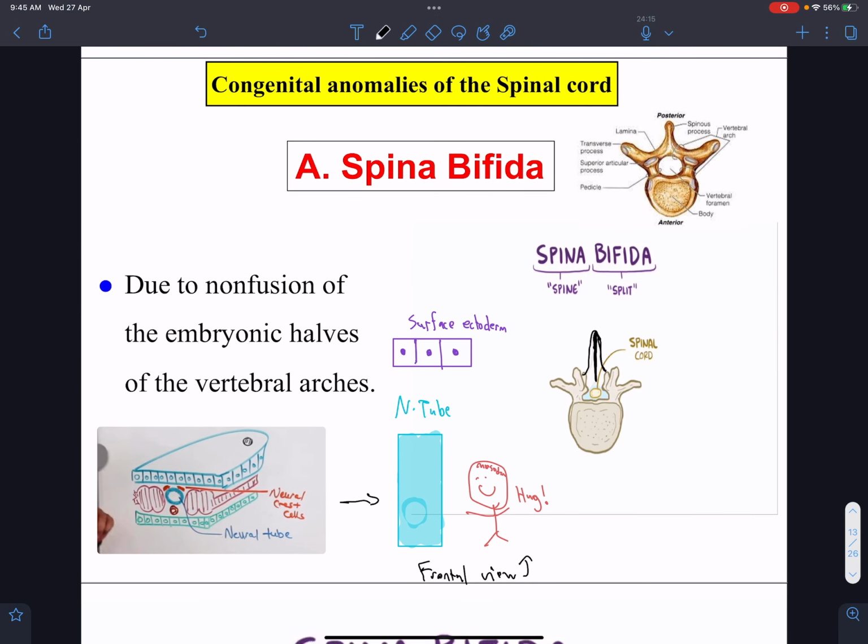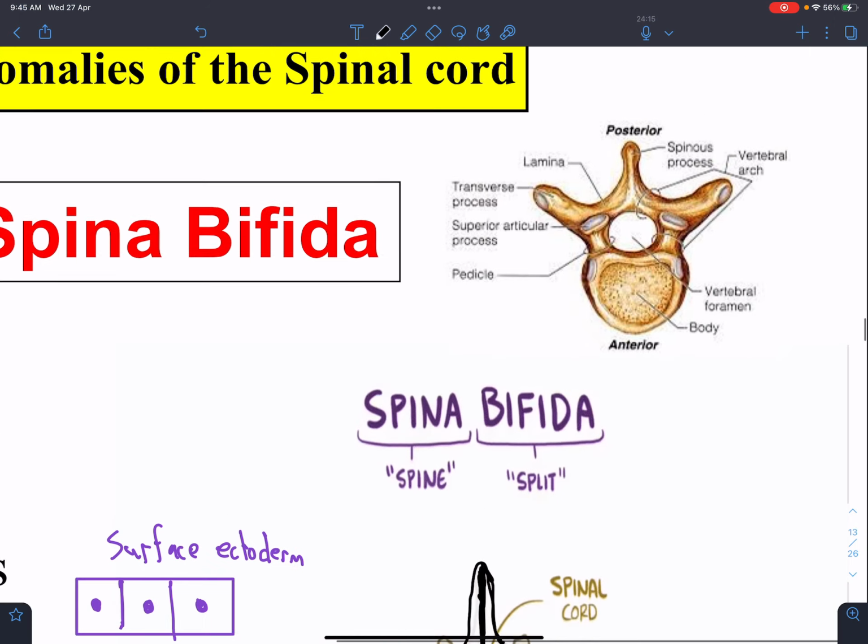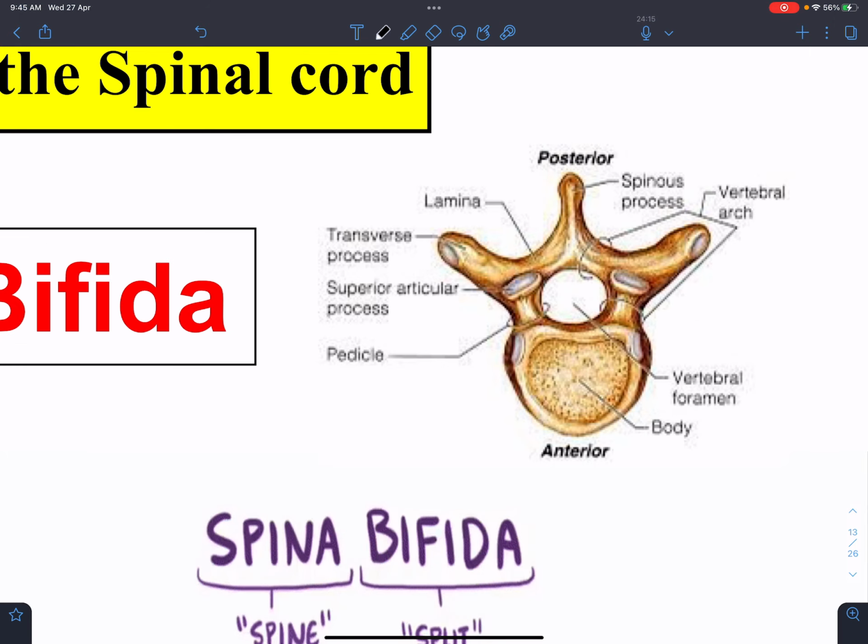Finally, we will go to the congenital anomalies of the spinal cord. It's simple. I'll just explain to you just one time, and inshallah, you will never forget it. Here is the structure of the vertebrae. Where would the spinal cord be? Here in the vertebral foramen, right? And the spinal cord will be locked in here.